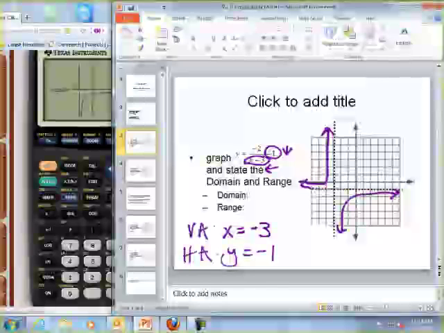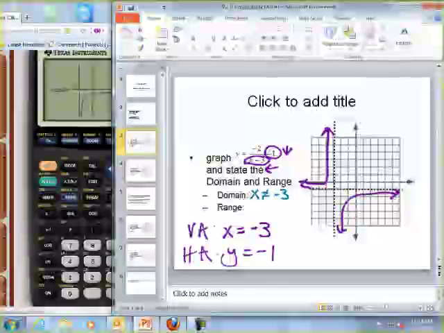Domain speaks about x's. So as I look at my x-axis, I have an arrow pointing out to the left. I have an arrow pointing out to the right. I'm going to get everything to the left, I'm going to get everything to the right, except at -3, so I'm not going to get -3. So our domain is x is not -3. We will get every possible number for x, but we cannot do x is -3 because that would make us divide by 0.